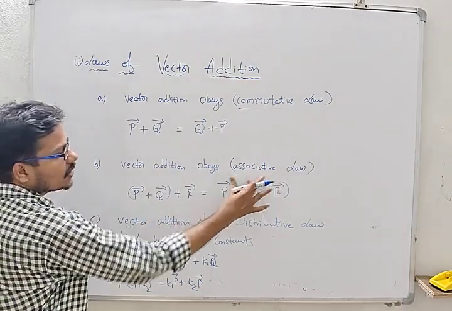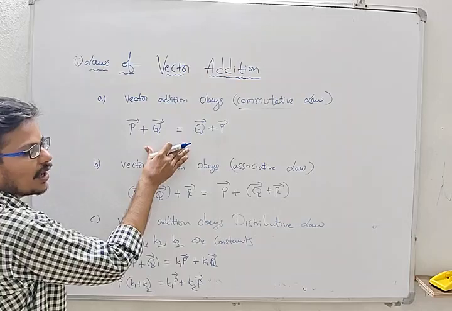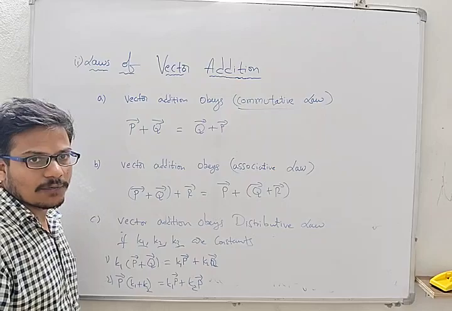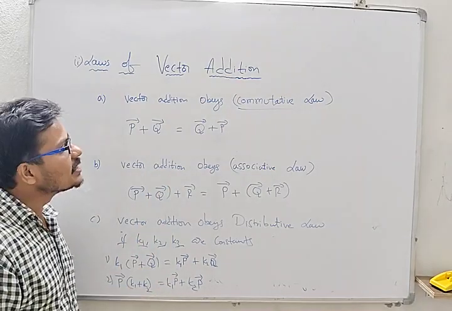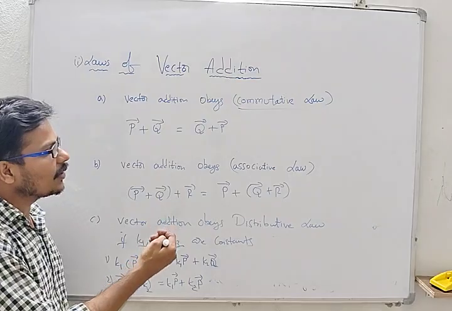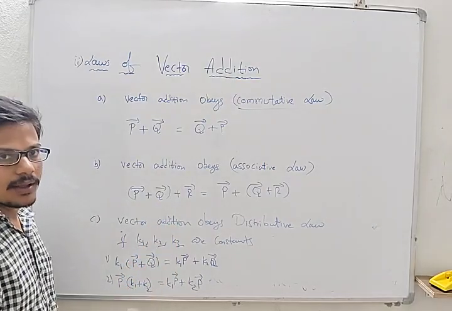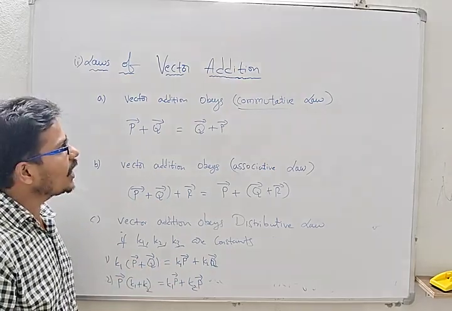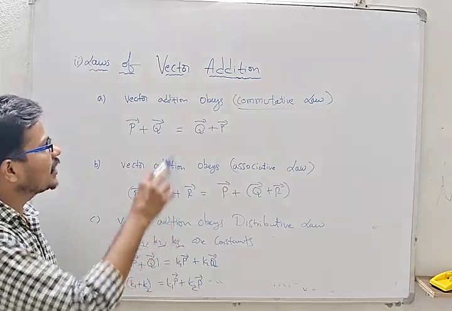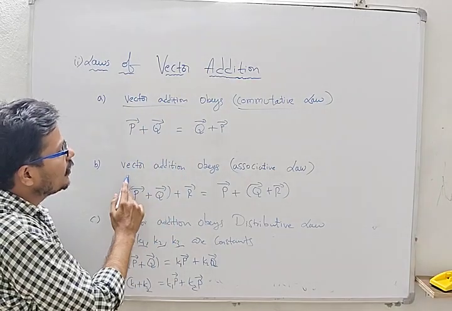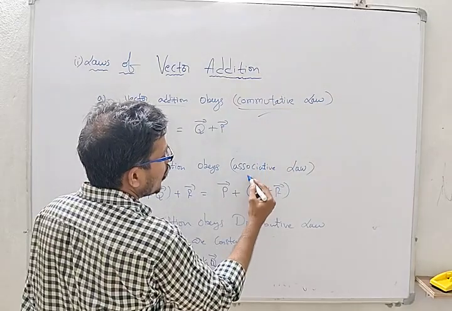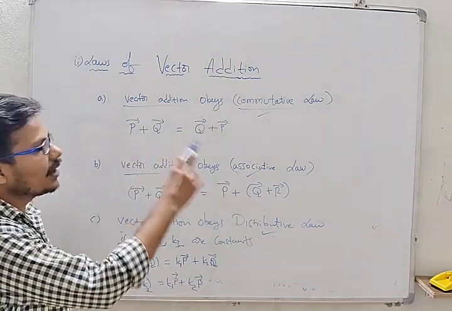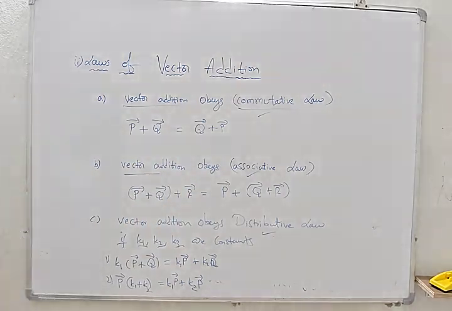This is the associative law application. Commutative law application means that when we solve numerical problems related to vector addition, in some cases we have to use the commutative law, associative law and distributive law. A vector must obey these laws, otherwise it is not a vector. These commutative, associative and distributive laws must all be obeyed by vector addition. Note this.